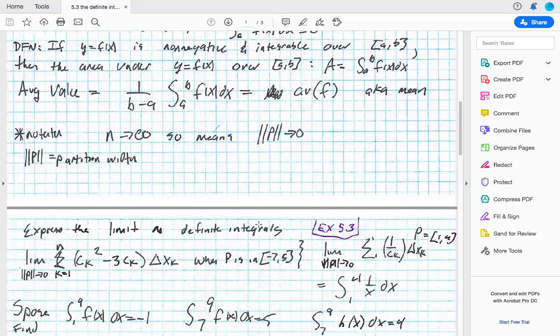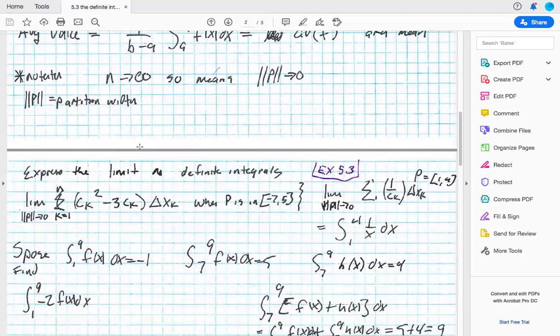So, other things we have is this. The notation n goes to infinity also means, the double bars is a width. It's called a metric, but it's telling us that the width of a partition goes to 0. Same thing. So as the number of approximating rectangles goes to infinity, the width of each of those rectangles goes to 0. Just some notation that we might be using.